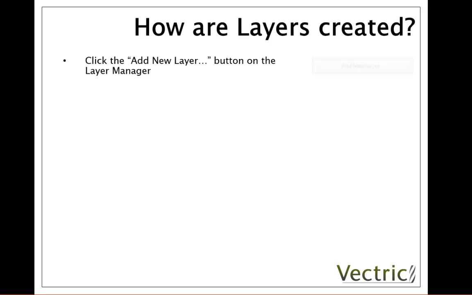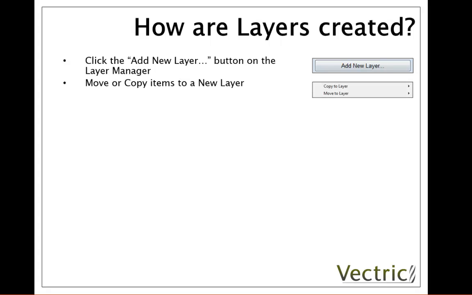If I want to add to that, then there's a button on the layer manager called Add New Layer. I can simply click that, that will add a new layer, I can give that a name, and now I've got a different layer in order to place objects onto. Another way I can create a new layer is to move or copy objects onto a new layer. Again, the software will prompt me for a name in that case, and when I give it that, that new layer will be created.